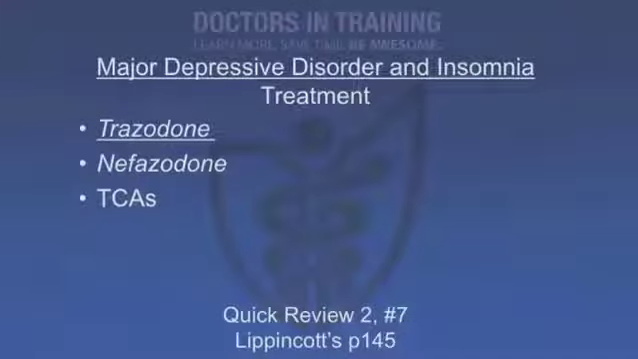A patient with major depressive disorder and insomnia might benefit from which medications? Well, we want our sedating antidepressants in this situation. Trazodone is a great one. Nefazodone is another one. You can use the TCAs because they're sedating as well. Remember that we just talked about that histamine effect. But with trazodone, and maybe nefazodone, there are not quite as many side effects as with the TCAs.